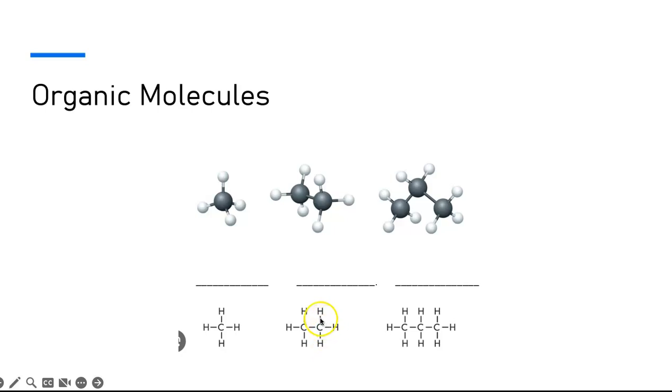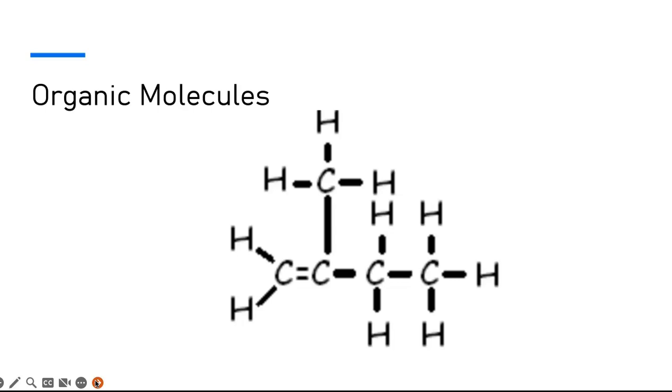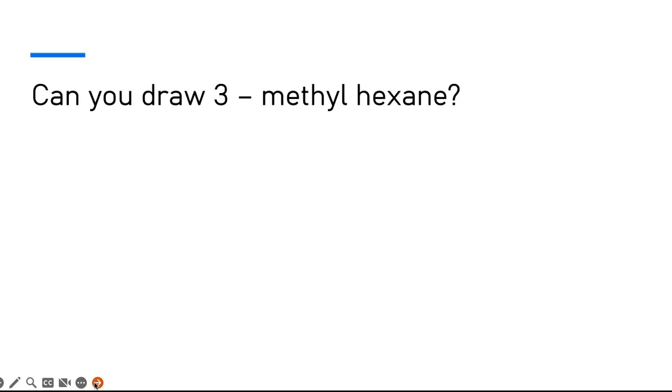In the second one, I see two carbons, so that's eth. Again, single bonds, ane. In the third one, I see three carbons, so that's propane. All right, so what would you name this one? Great time to pause the video. Hopefully you said 2-methylbutene. Yes, butene because of that double bond, and on this 2 carbon, we have that methyl group hanging off of it. How about this one? Could you draw a 3-methylhexane? Great time to pause the video and see what you can do.